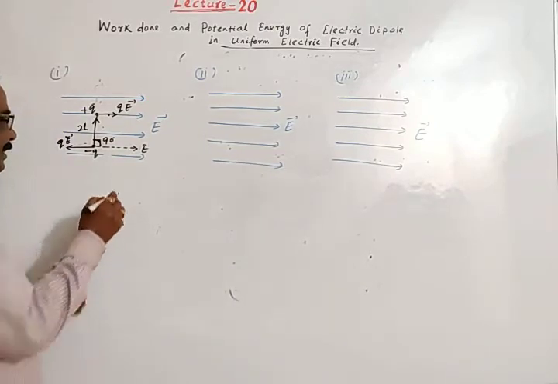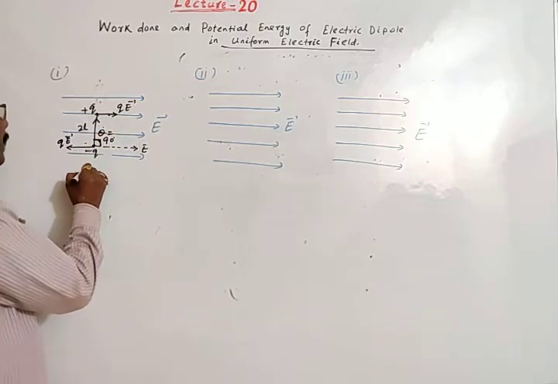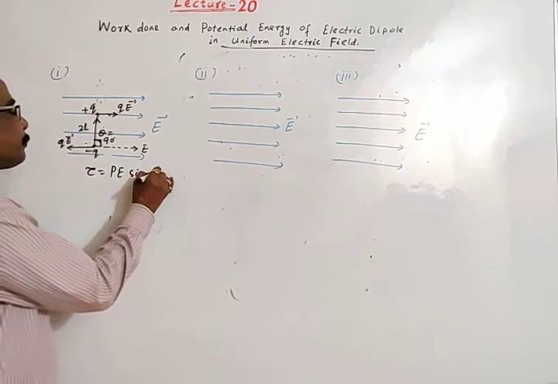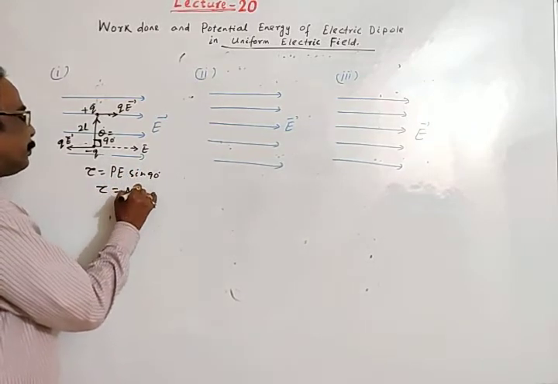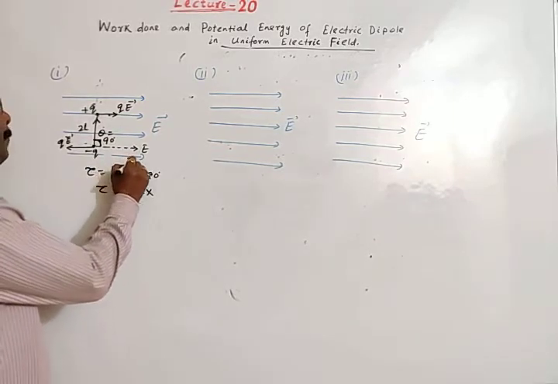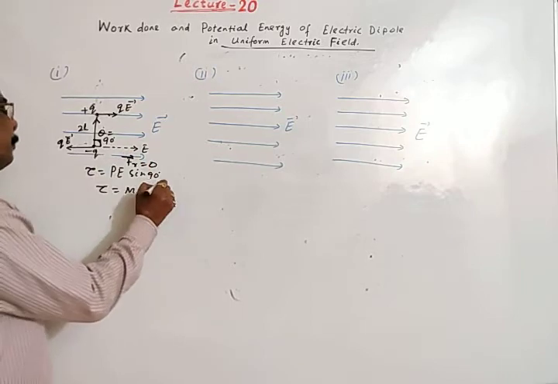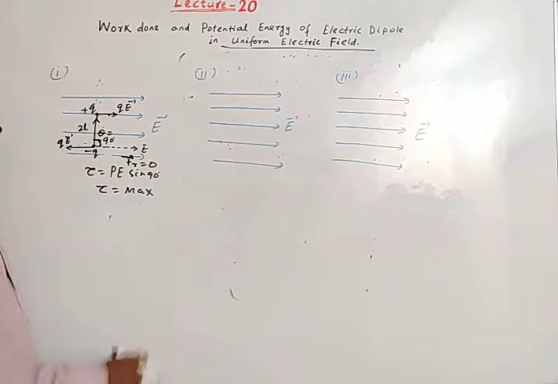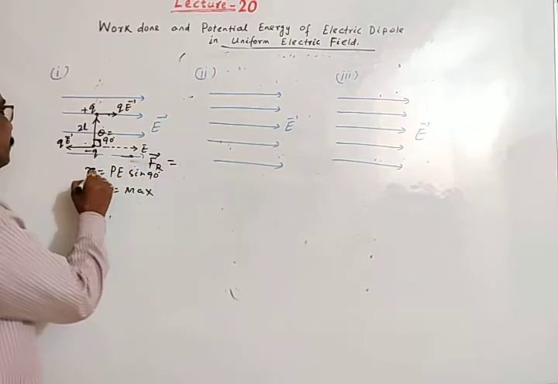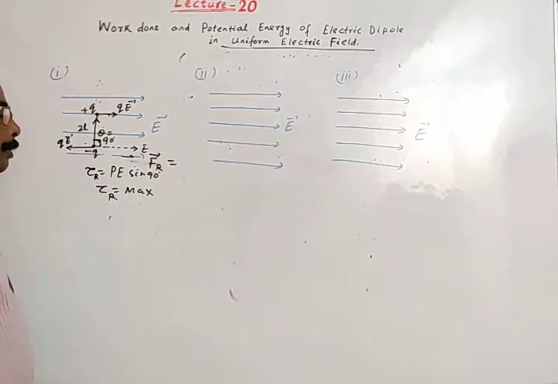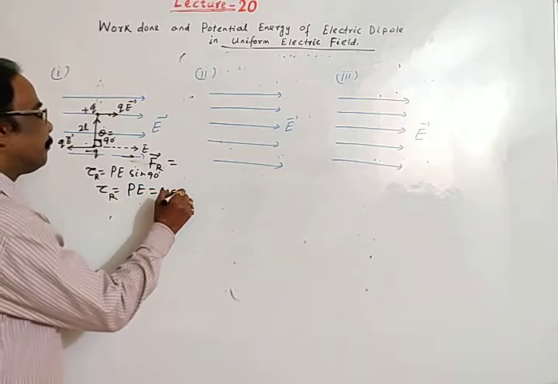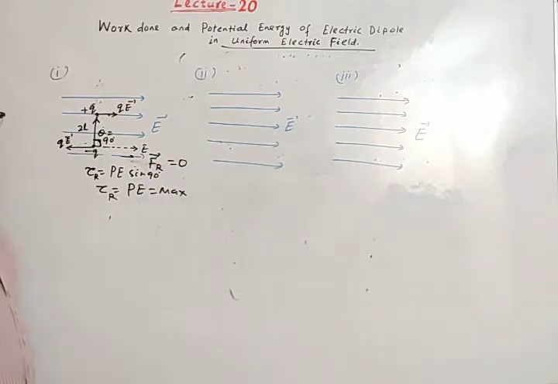And in this case, theta is 90 degrees and torque is maximum, P sin 90. So here the magnitude of torque is maximum. The resultant force F resultant is 0, but the torque is maximum. Resultant force is 0, but resultant torque is maximum. Maximum means P is maximum.